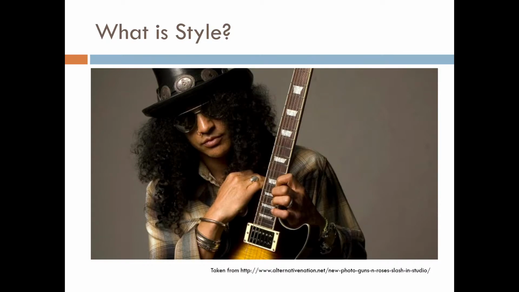These are the things that make Slash Slash. When we see these things, especially when we see them together, the black top hat, the Les Paul guitar, the sunglasses, the long curly hair, we know we're dealing with Slash from Guns N' Roses. There's no doubt about it. This is part of his style. He has elements that make him stand out.